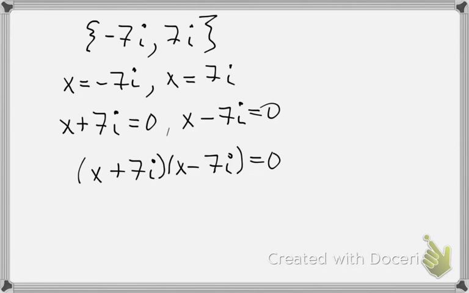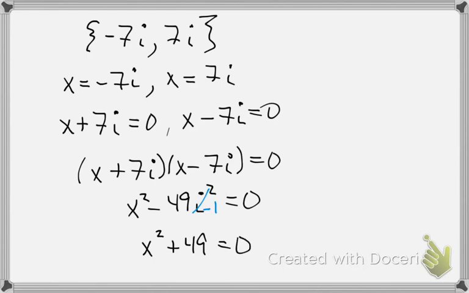Isn't that a difference of squares? So that would be x squared minus 49i squared set equal to 0. You guys remember your difference of squares? But from last class, i squared is -1. So x squared plus 49 equals 0 is our equation. It is an equation with those solutions, right? Which is all we were asked to find. All right, let's try one more.